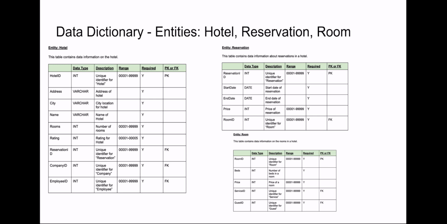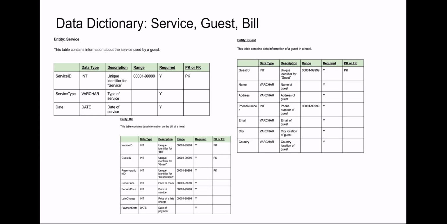In this slide, we have data dictionary, service, guest, and bill. For the service entity, we have service ID, service type, and date. For the entity bill, we have invoice ID, guest ID, reservation ID, room price, service price, late charge, and payment date. For the entity guest, we have the guest ID, name, address, phone number, email, city, and country. We also include data type, description, range, required, PK or FK for each entity.